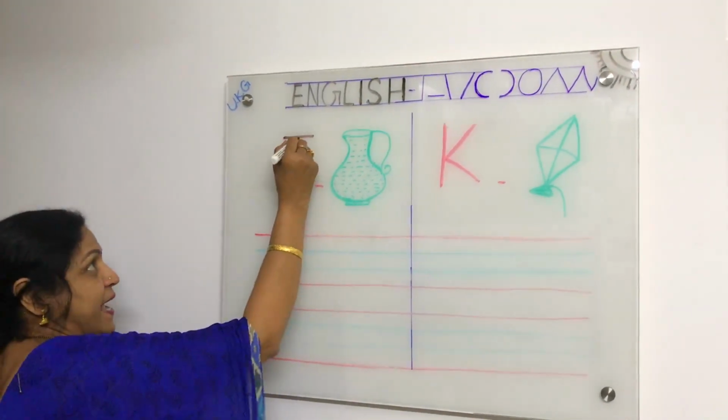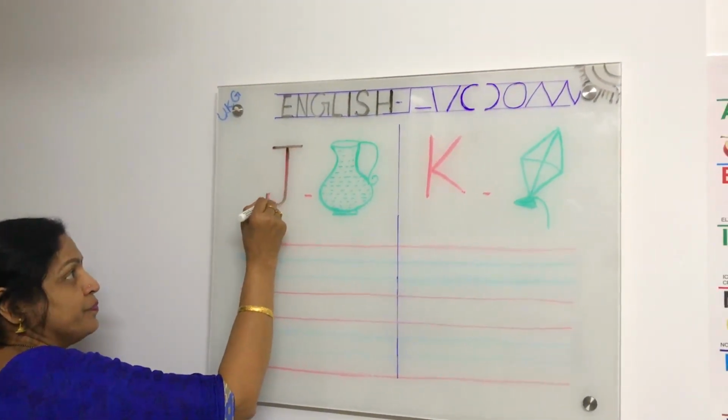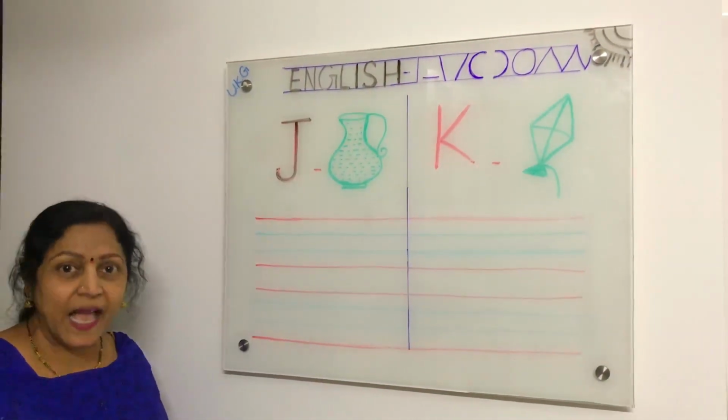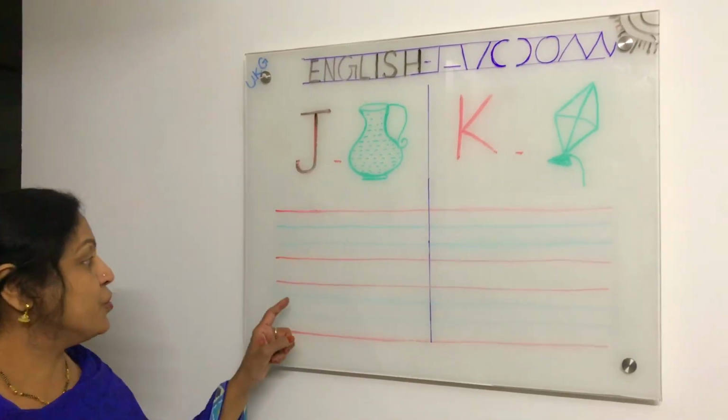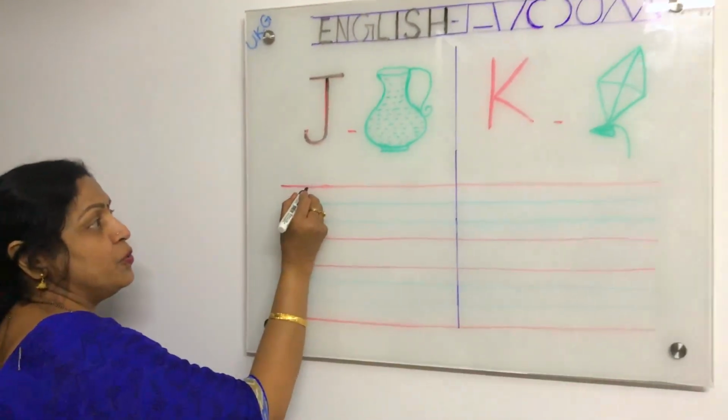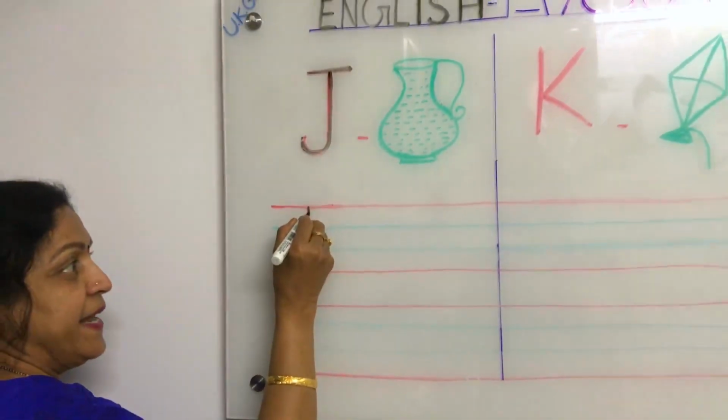Go to top and write small sleeping line on the top like this. Okay, standing line with hook and sleeping line. That's all. What is that? That is capital letter J. Now I will show you how to write on the lines. See, from the red line to blue line, write a standing line.